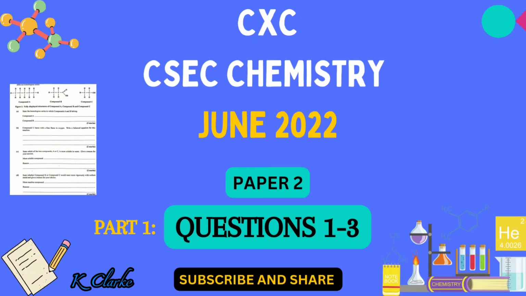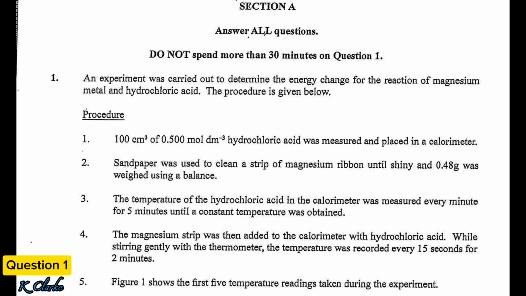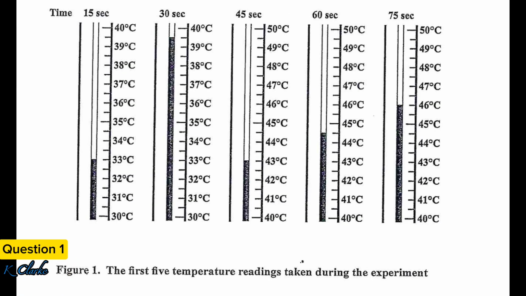Let's begin. Question number 1. An experiment was carried out to determine the energy change for the reaction of magnesium metal and hydrochloric acid. The procedure is given below. During the procedure, the temperature was recorded every 15 seconds for 2 minutes. Here are the first 5 temperature readings taken during the experiment.